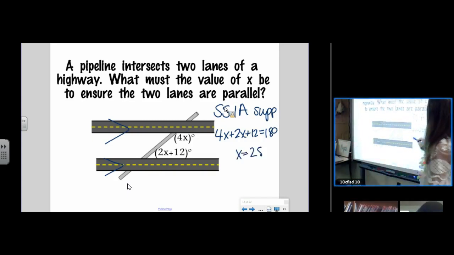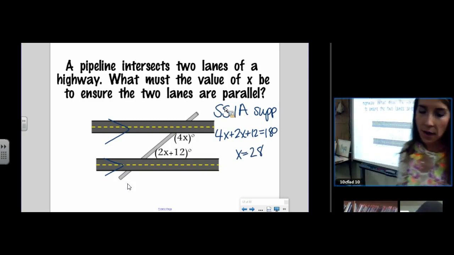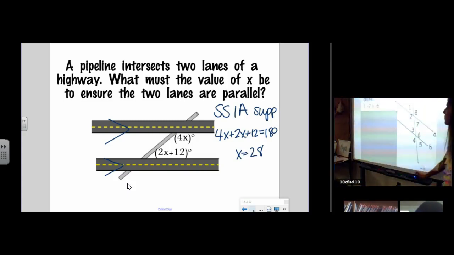X is 28. We're going to move on because we've got better stuff to do.